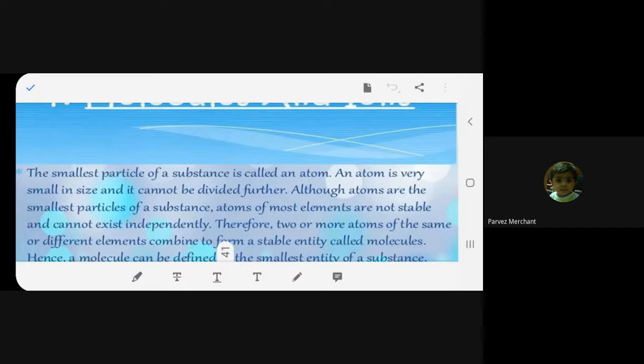Number 4. Molecules and ions. The smallest particle of a substance is called an atom. An atom is very small in size and it cannot be divided further. Although atoms are the smallest particles of a substance, atoms of most elements are not stable and cannot exist independently. Therefore, two or more atoms of the same or different elements combine to form a stable entity called molecules.